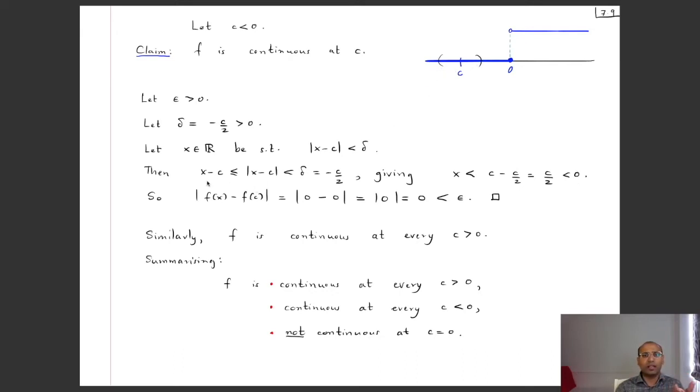But let's prove that. Here is the proof. X minus c is of course less than or equal to its own absolute value, and this absolute value is less than delta, which is minus c by 2.